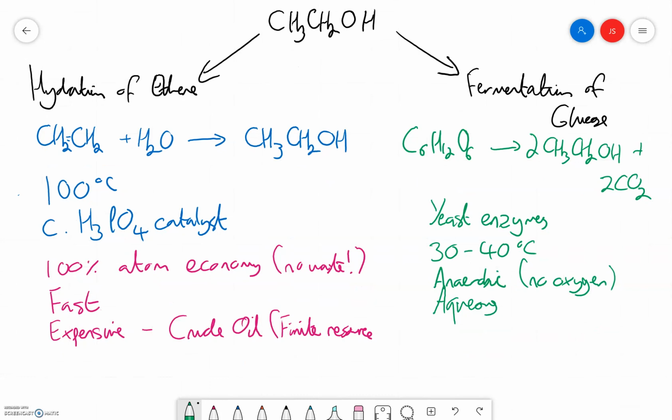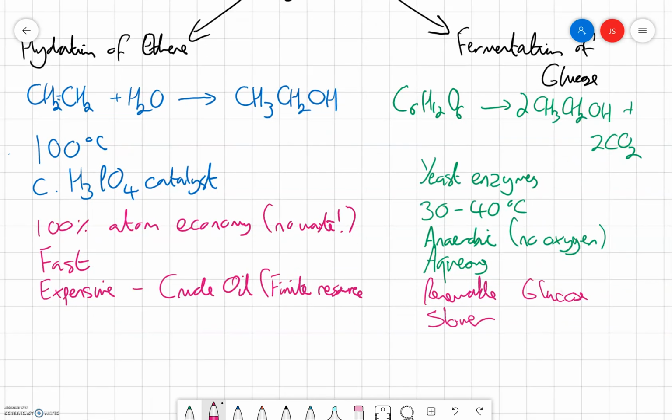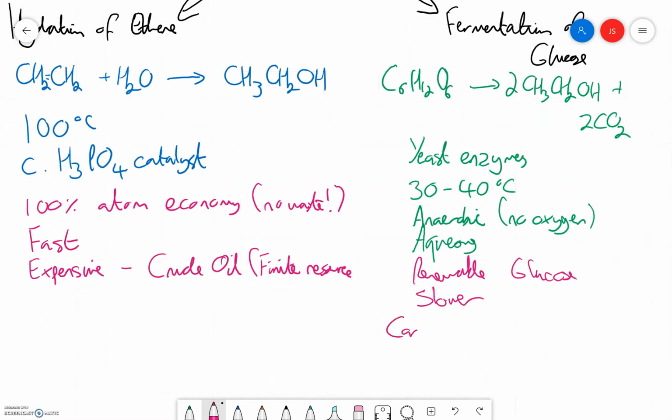Interesting points about this reaction then. Obviously it's a renewable resource, so glucose can be extracted from plant sugars. It is a lot slower, but it could be argued that it is carbon neutral. So it's a carbon neutral fuel.